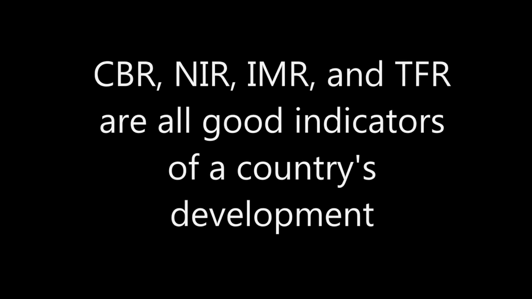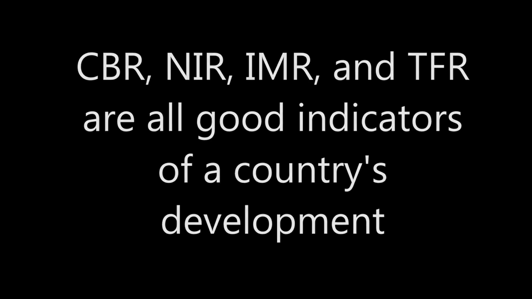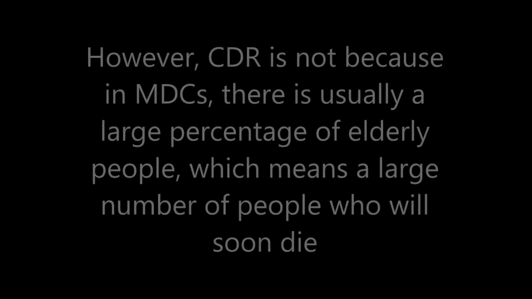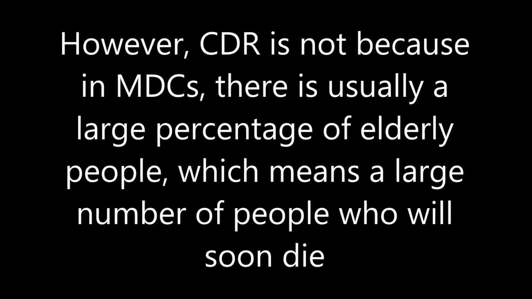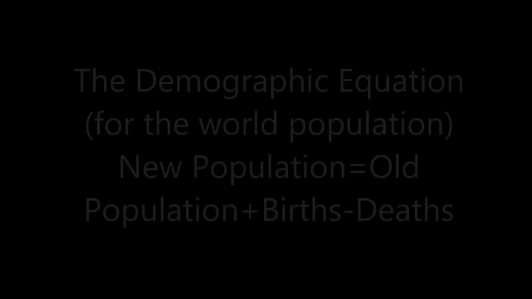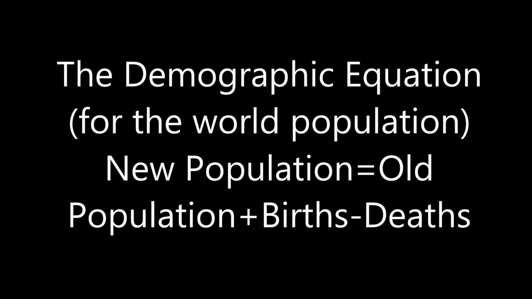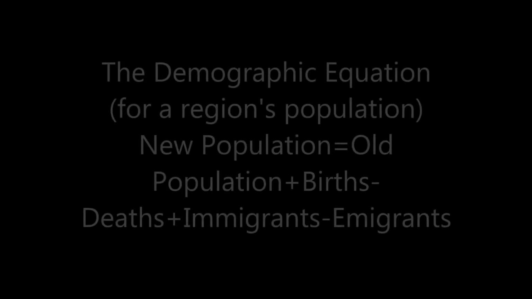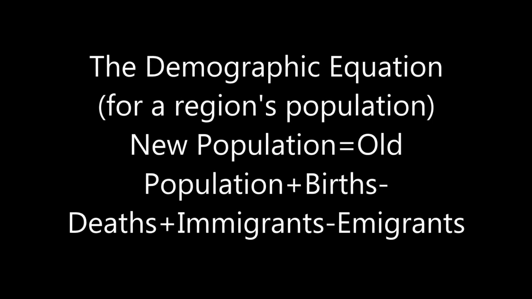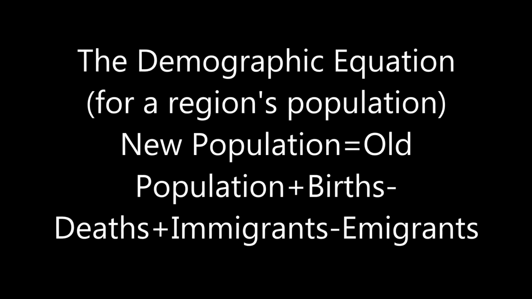CBR, NIR, IMR, and TFR are all good indicators of a country's development. However, CDR is not, because in MDCs there is usually a large percentage of elderly people, which means a large number of people who will soon die. The demographic equation for the world population is new population equals old population plus births minus deaths. The demographic equation for a region's population is new population equals old population plus births minus deaths plus immigrants minus emigrants.